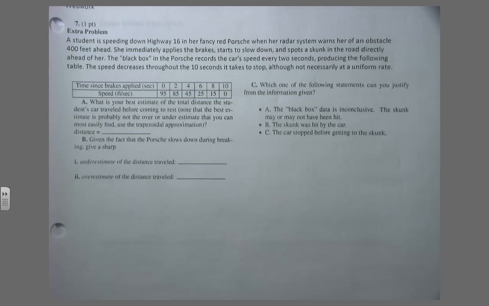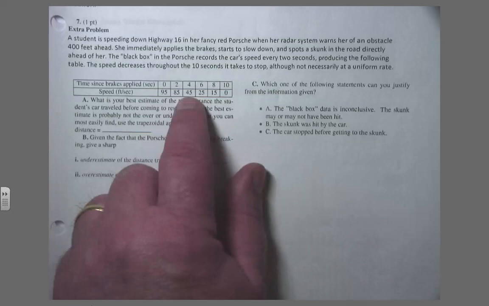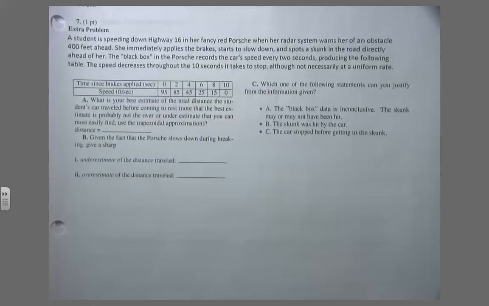The black box in the Porsche records the car's speeds every 2 seconds, producing the following table. Time: 0, 2, 4, 6, 8, 10, and speeds: 95, 85, 45, 25, 15, and 0. So time is measured in seconds, and speed is measured in feet per second. All right.